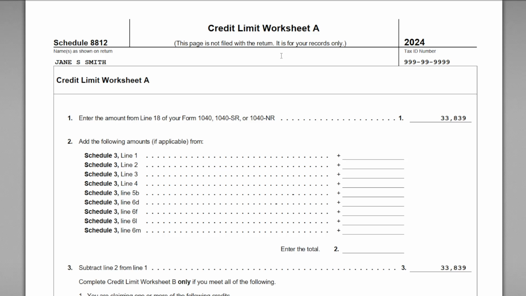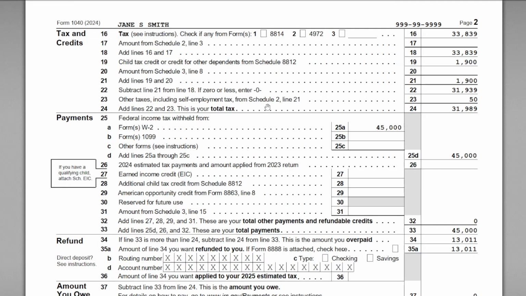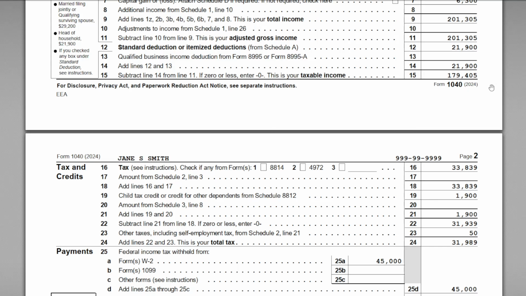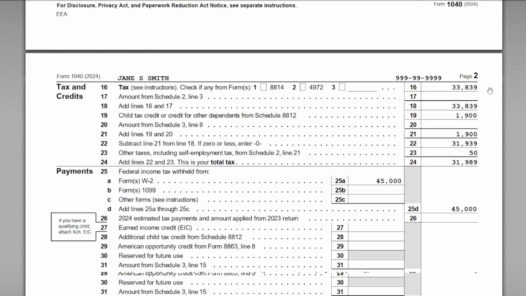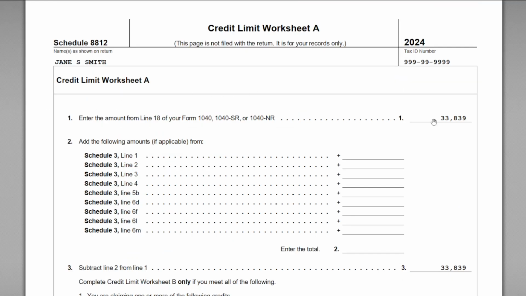Okay, so the credit limit worksheet, again, what we're doing here is we're testing to see whether we have sufficient tax liability and then making adjustments for other credits. So we'll start with the line 18 amount from our Form 1040, which is $33,839. So if I go back to the Form 1040, page 2, we can see our line 18 amount, the total tax liability, $33,839, based on our taxable income of $179,405. So we've got the $33,839, that's reported on line 1.